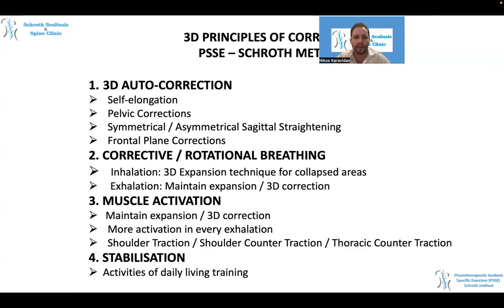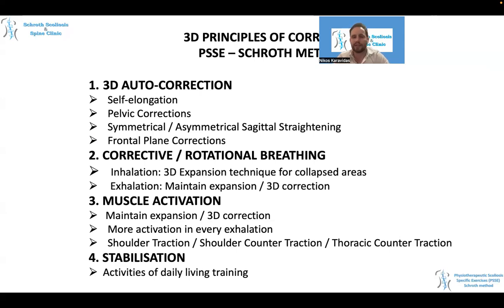external aids or props. We have shoulder traction, mainly for thoracic kyphosis, and for scoliosis, we have shoulder counter traction and thoracic counter traction, which is a very newly introduced term to describe the techniques that we have to expand the thoracic concavity in our school.